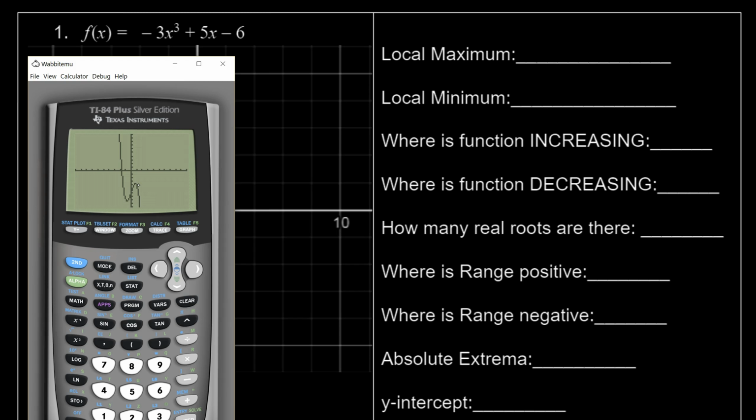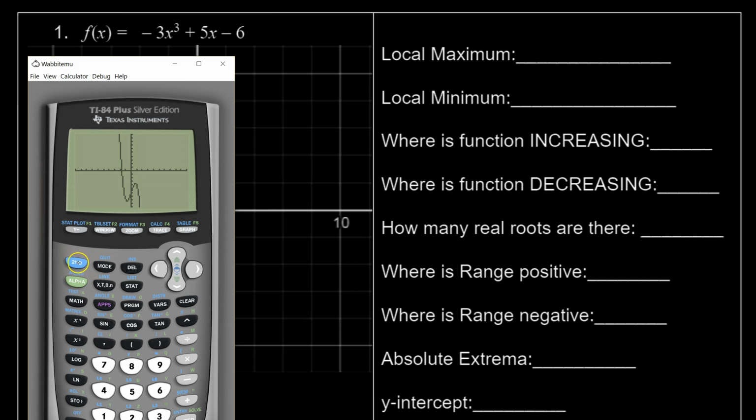Does anyone remember how to find the local maximum? We'll start with, well, it asks for the maximum first. So how do we find the local maximum on the calculator? By the way, there is a way to do this without a calculator. However, that's much higher level math, so you will not be learning that yet. Anyone remember?